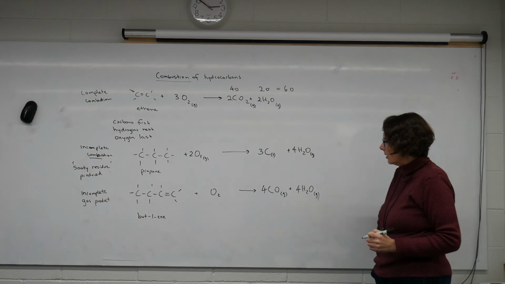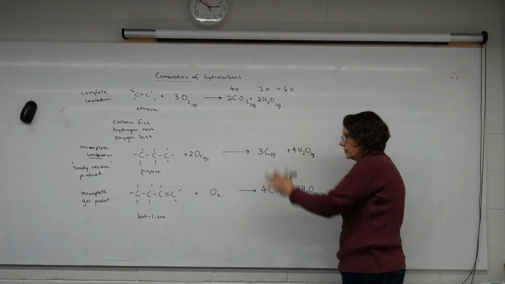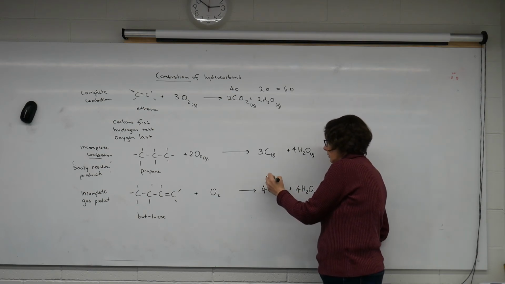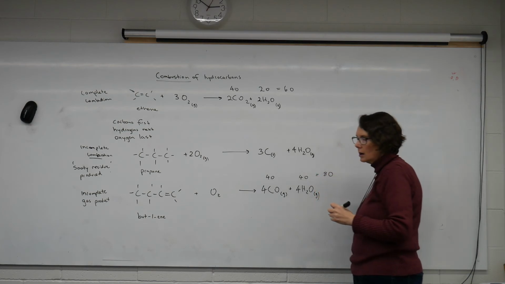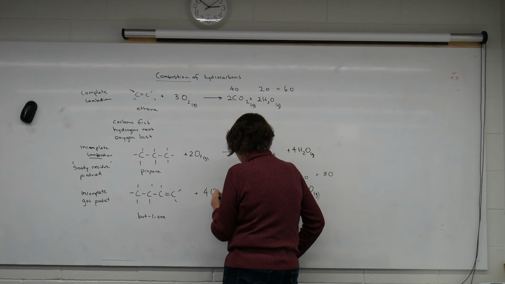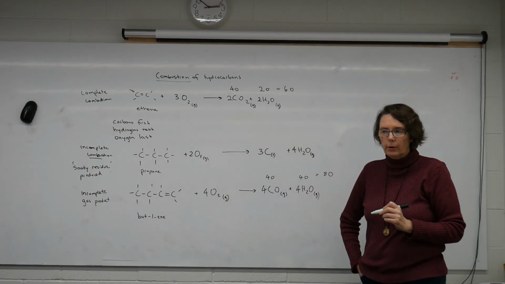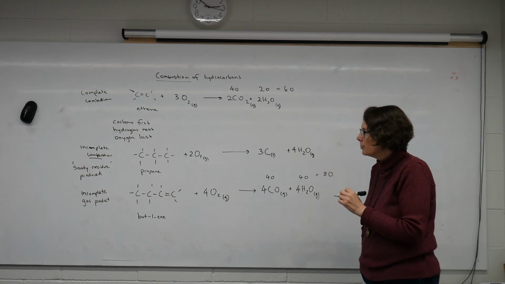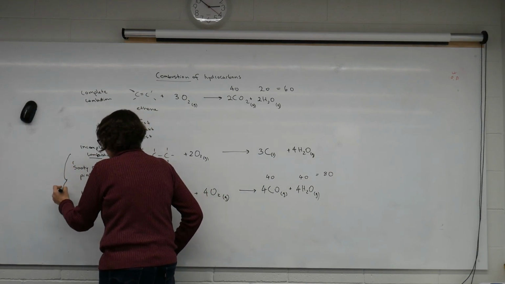And lastly, our oxygens. Like our first example, we've got oxygen in 2 locations. We have 4 oxygens here and 4 oxygens here. So we're going to need 4 over here. Okay, does that ring a bell? We could also have incomplete combustion where we produce both of these.